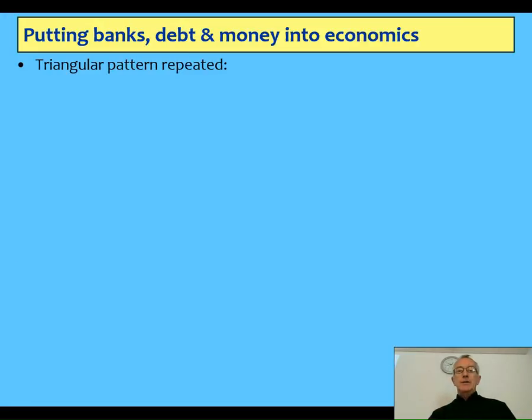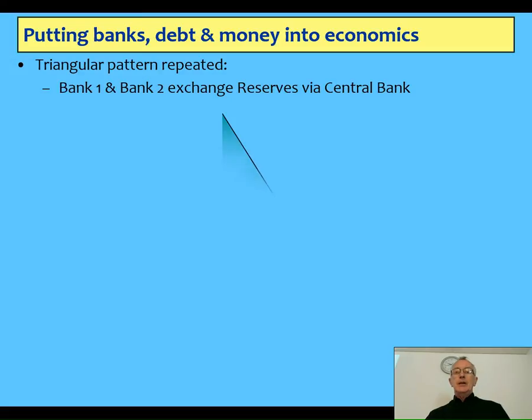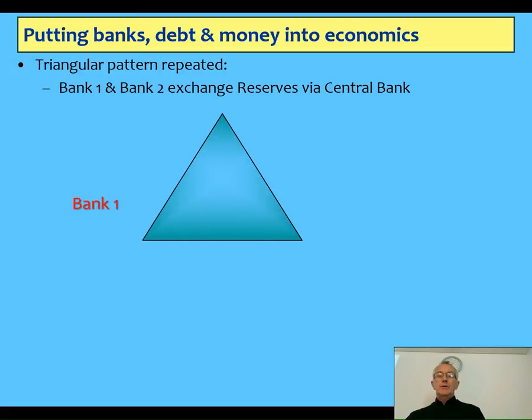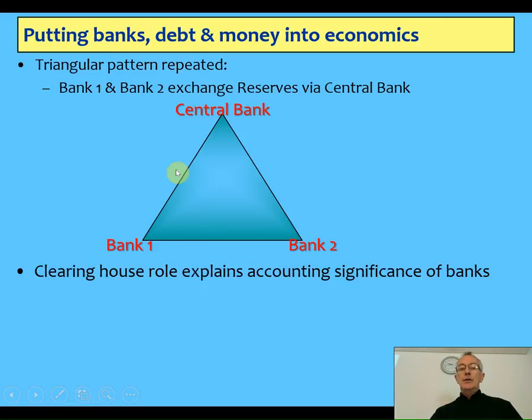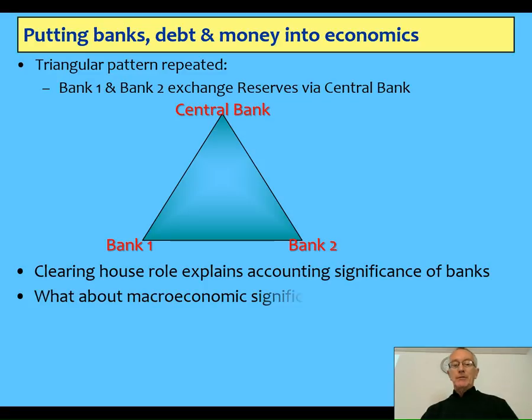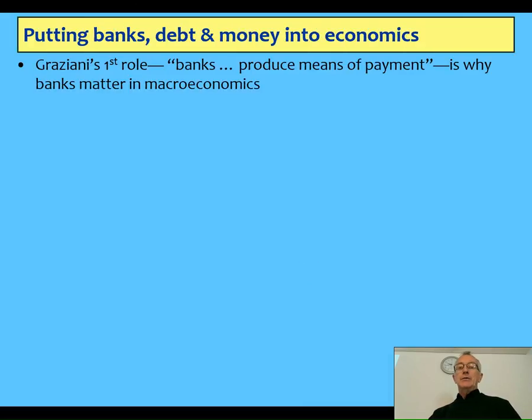So that's the basic logic there, and you get that same triangular relationship. There's Bank 1 to Bank 2 through the central bank. So that triangular vision is a really powerful way of setting up your vision of the entire economy. Now that explains the accounting significance of banks, but it does nothing to explain their macroeconomic significance. Because the clearinghouse is just a way of facilitating trade. It's not actually creating any additional demand. So the reason banks matter is that first role that Graziani mentions. Banks produce means of payment.